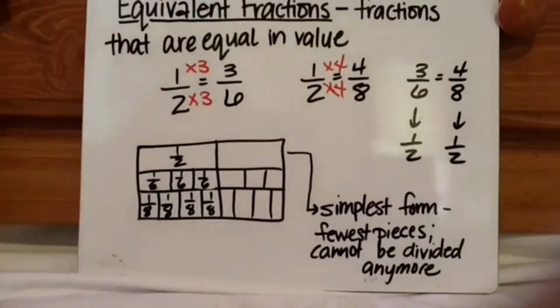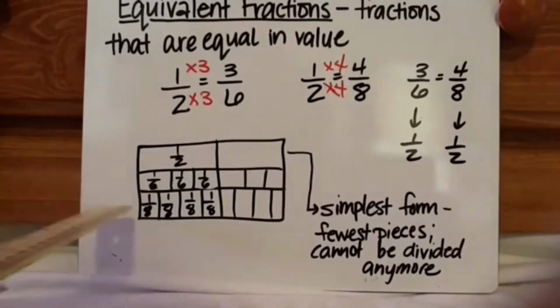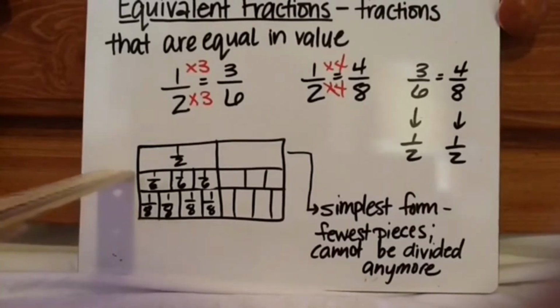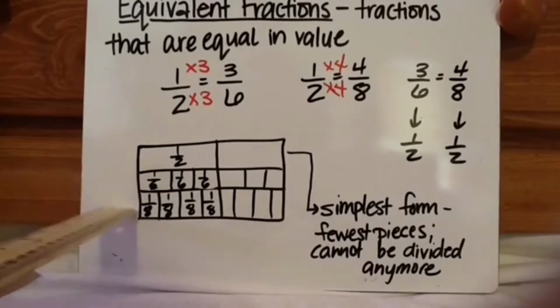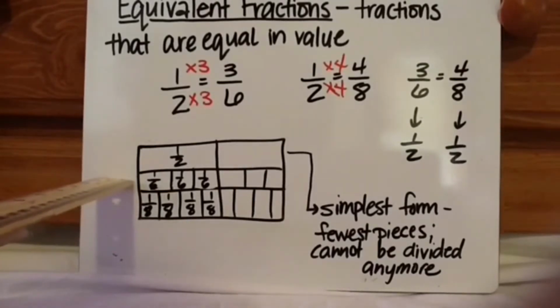Now, simplest form means kind of like what the word simple is. Simple means easy, very little. So when you say something is simplest form, it means it's the fewest pieces and it cannot be divided anymore. So here is a picture. Here is 4/8, here is 3/6, and here is half. I know 3/6 is equivalent to half and 4/8 is equivalent to half. Therefore 4/8 and 3/6 are equivalent to each other.